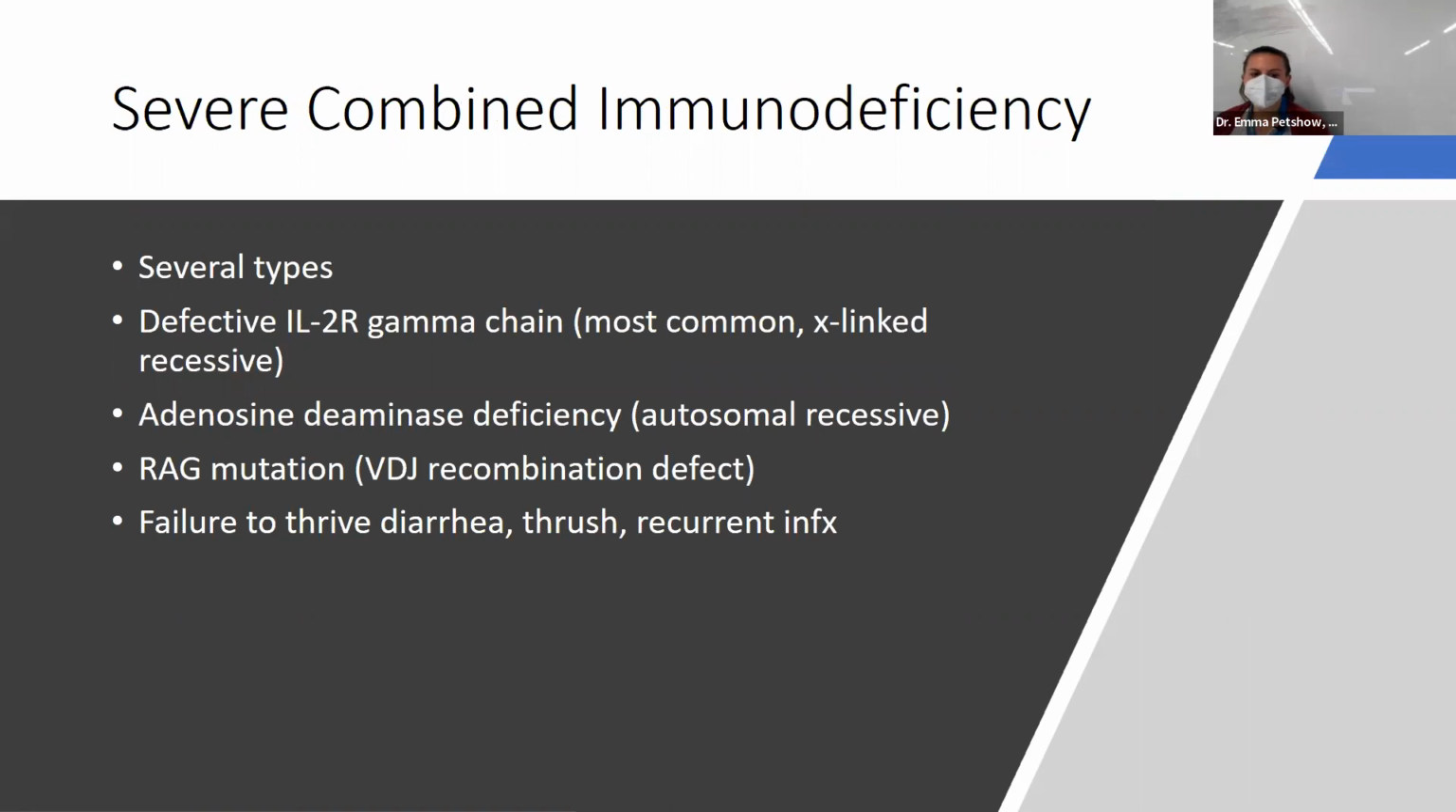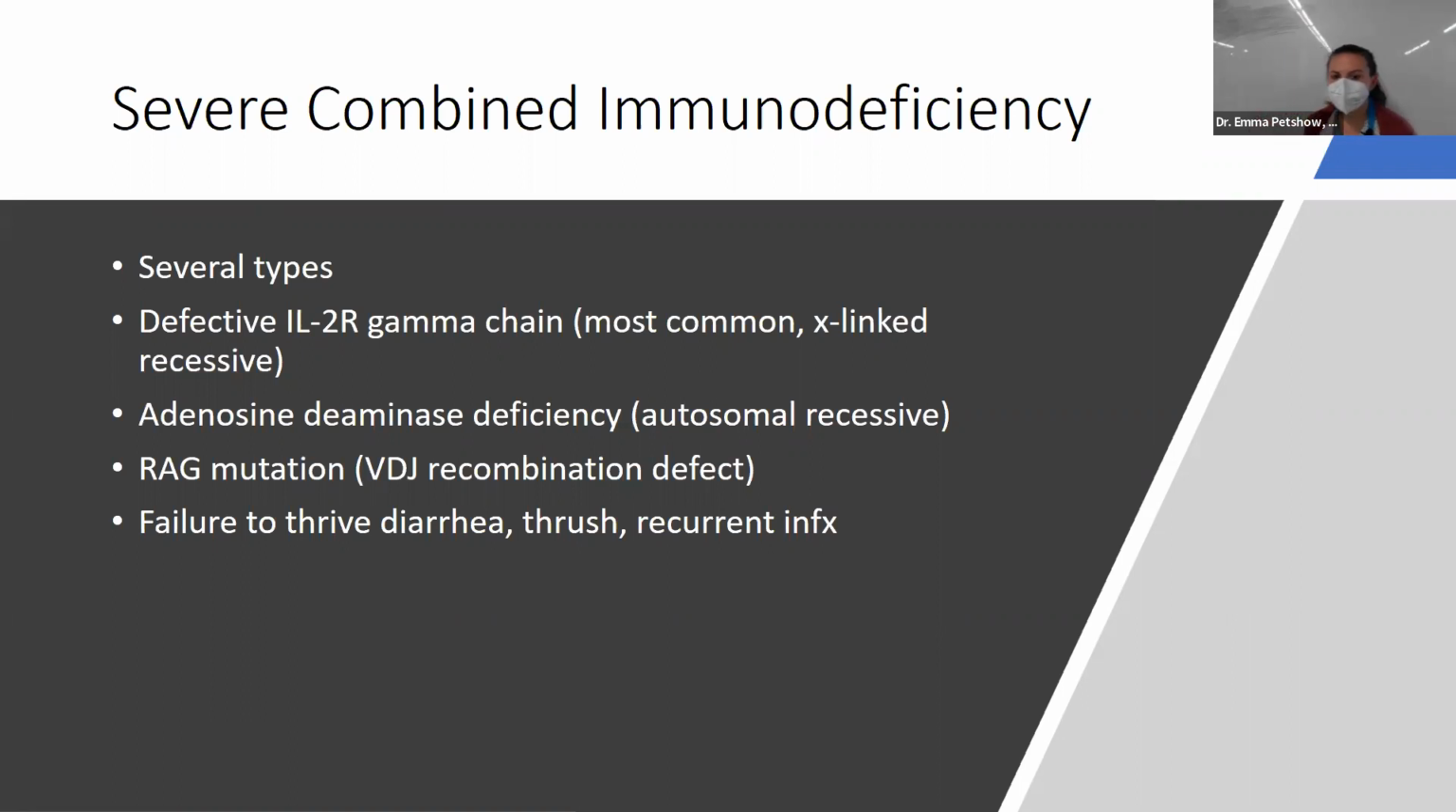And then the last one is severe combined immunodeficiency. There's several types here, but again, this is a combination of multiple immunodeficiencies, just as it is in the name. You can see different defects here. So you can see a defective interleukin-2 receptor, specifically on the gamma chain. That's the most common type of this severe combined immunodeficiency. It's X-linked.